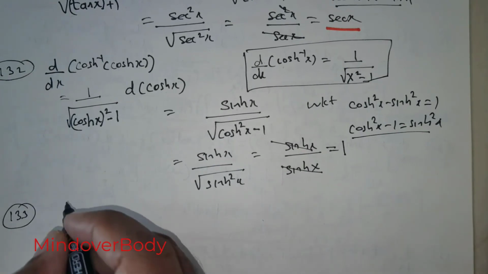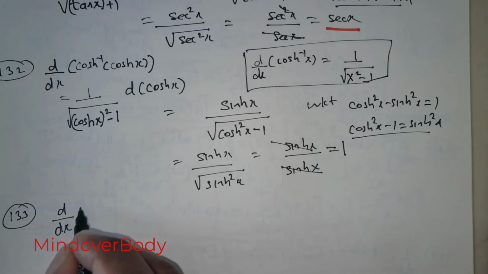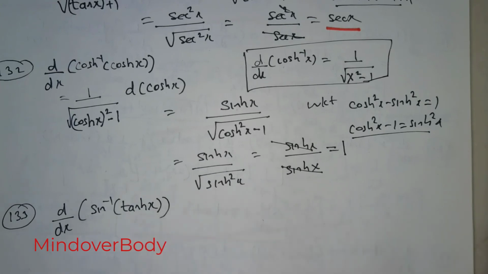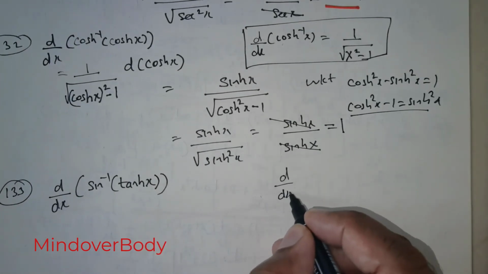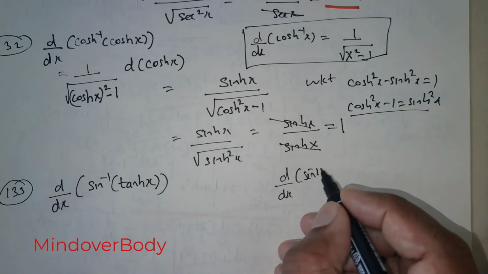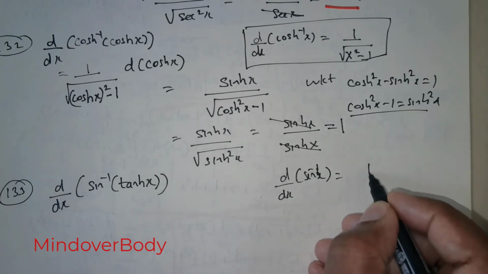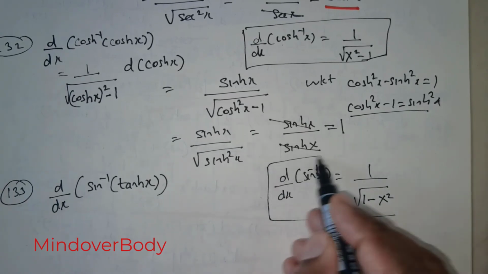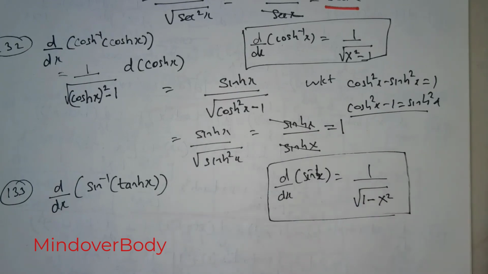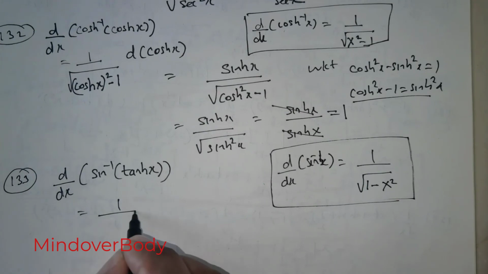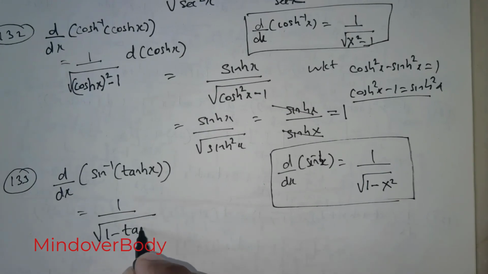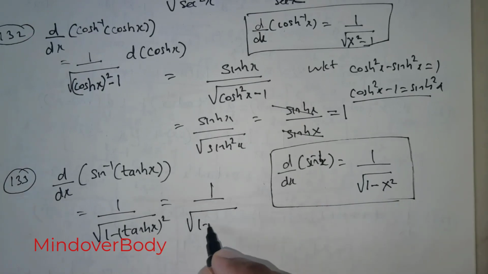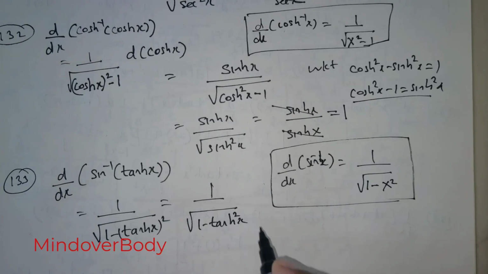So question number 133. We are expected to differentiate, say, sin inverse of hyperbolic tan x. Now it is imperative to know that the differentiation of sin inverse of x is equal to 1 over root of 1 minus x squared. This is the formula for sin inverse of x. So using this formula, this is going to be 1 over root of 1 minus tanh x raised to the power of 2. I'm going to rewrite this as 1 over root of 1 minus hyperbolic tan squared x.